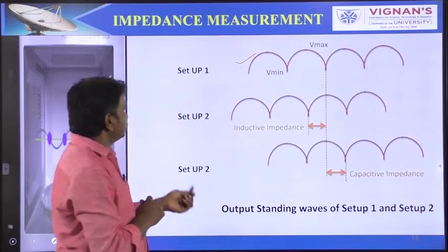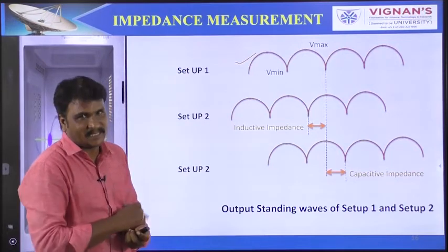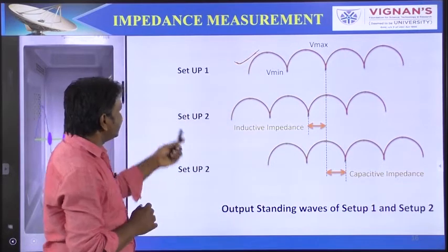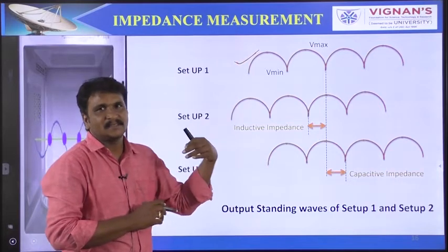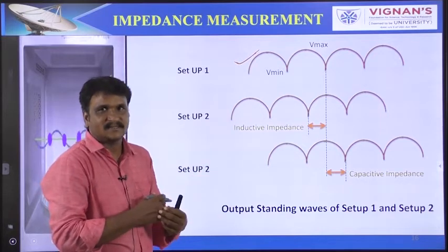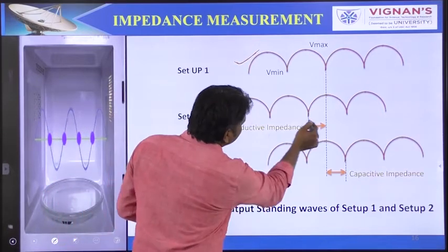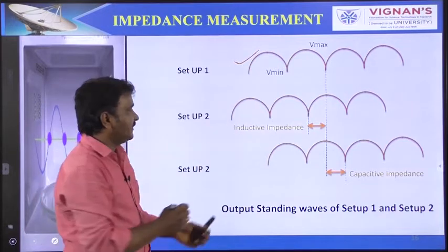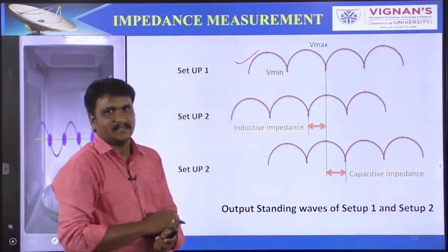The first bench setup consists of a load impedance that will produce this kind of waveform. In the second bench, we remove the load from the first bench and connect the shorting plate to the slotted section. If we observe the minimum shift towards the left direction, that will create inductive impedance. If the same minimum shifts towards the right direction, that will give capacitive impedance, right?